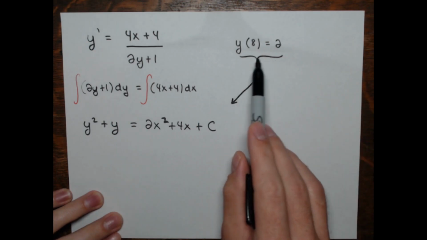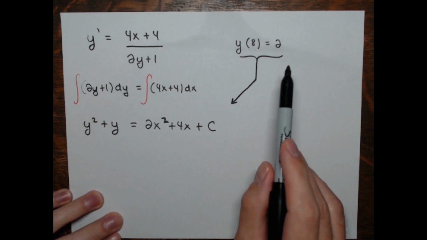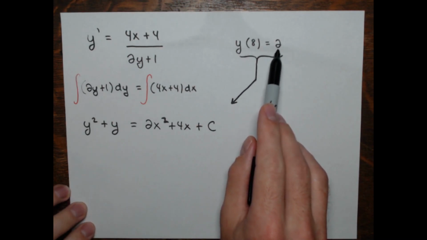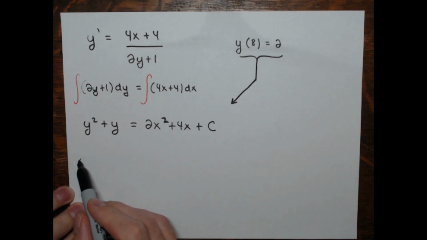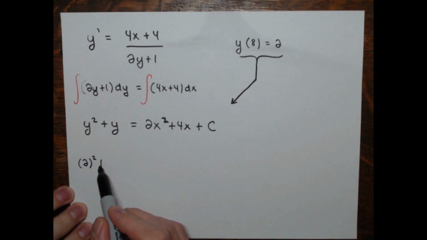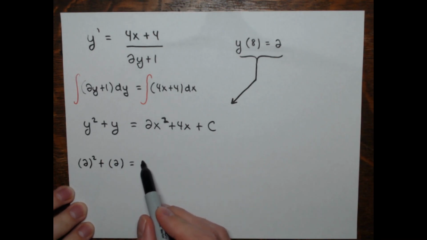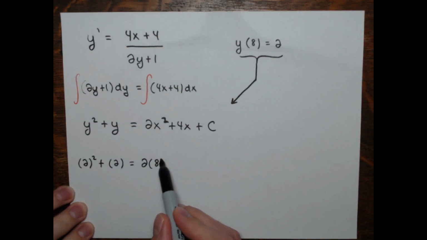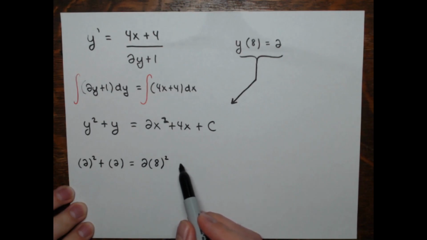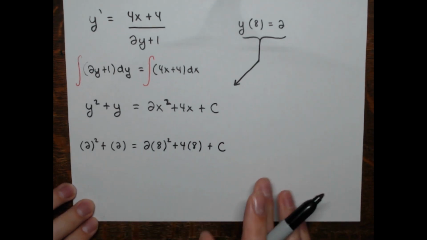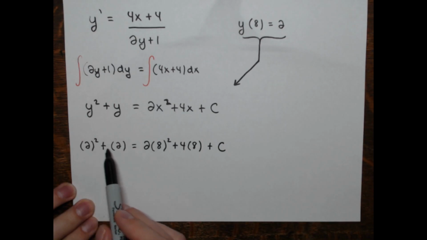All right, so now I'm going to enter the stuff from the condition. When x is 8, y must be 2. So I have 2 squared plus 2 on the left equals 2 times 8 squared plus 4 times 8 plus our constant, and we can solve for the constant. The left side is 4 plus 2, that's 6.